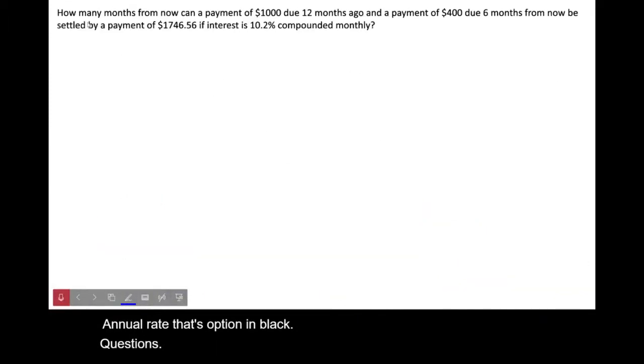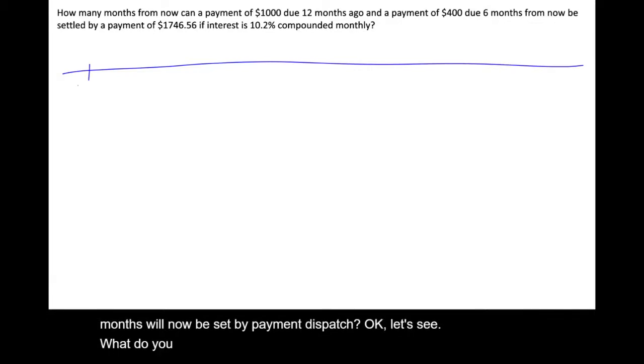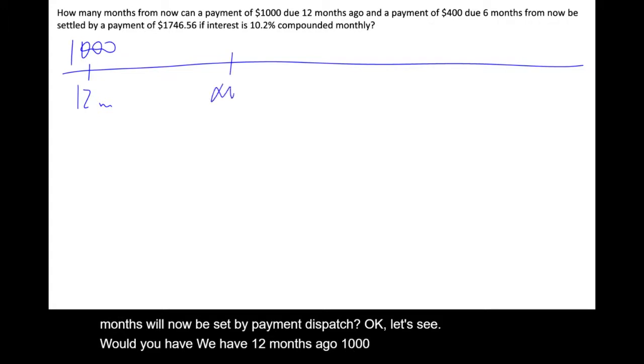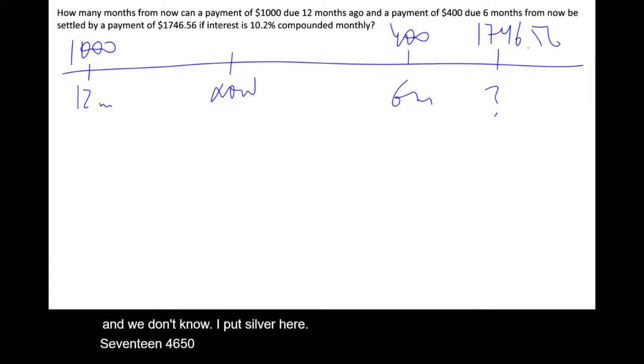Next. How many months from now can a payment of $1,000 due 12 months ago and a payment of $400 due 6 months from now be settled by a payment of $1,746.56? Okay, let's see what we have. We have 12 months ago, $1,000. Okay, that's ago. It means now. 6 months, 400. And we don't know. I put somewhere here 1746.56.